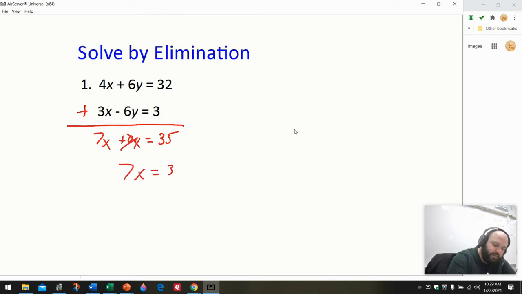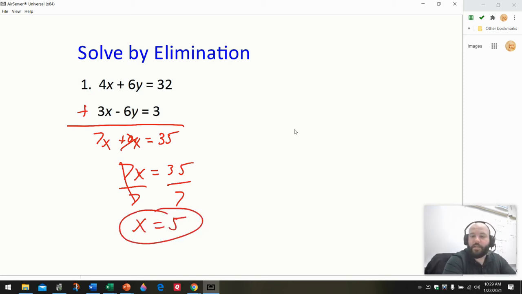7x equals 35. Well, that's pretty simple to solve for now because we only have one variable. All we need to do is divide by 7 on both sides and we get x equals 5. And so now we have one of the two numbers that we need. We have an x, now we need to get our y.